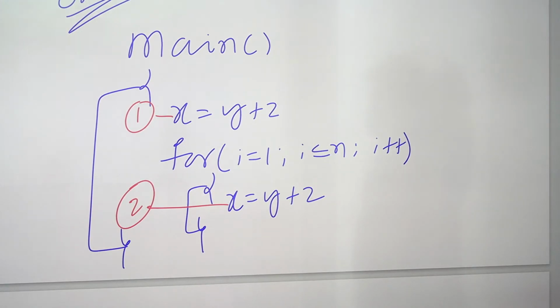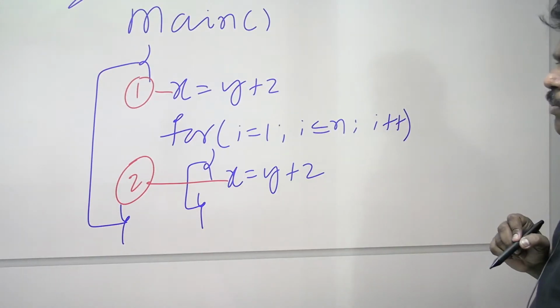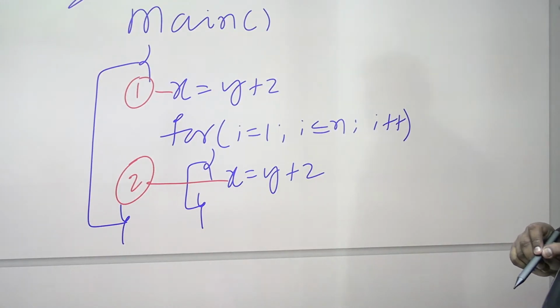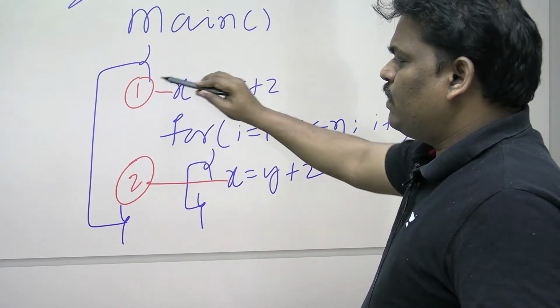For loop is not a statement. Right? Identify how many statements are there. Two statements are there. Next question. Listen. This program contains two statements, the first one and the second one.